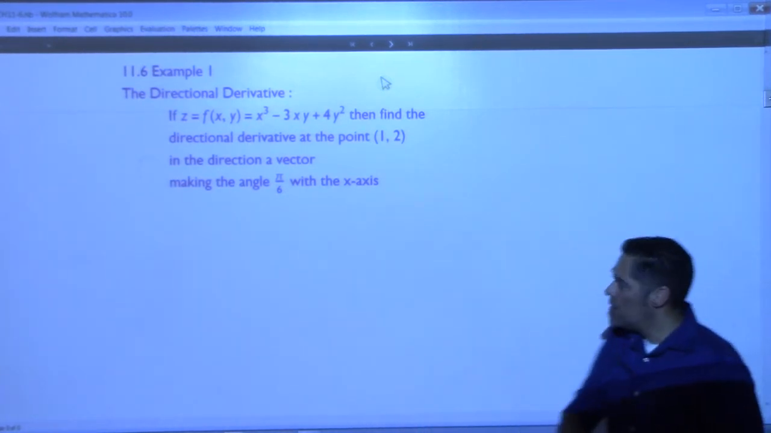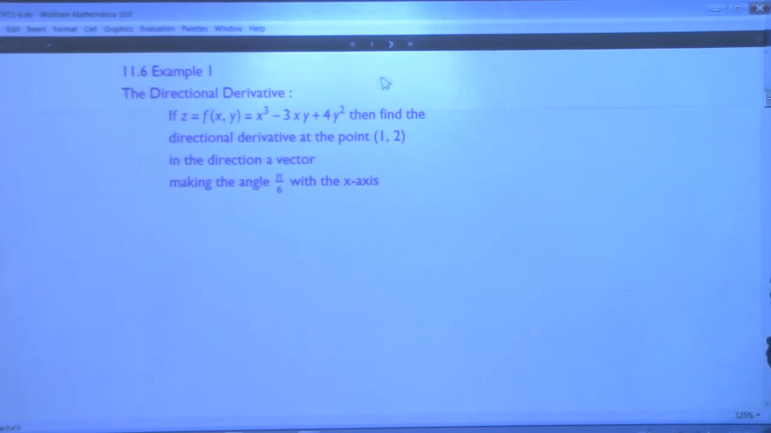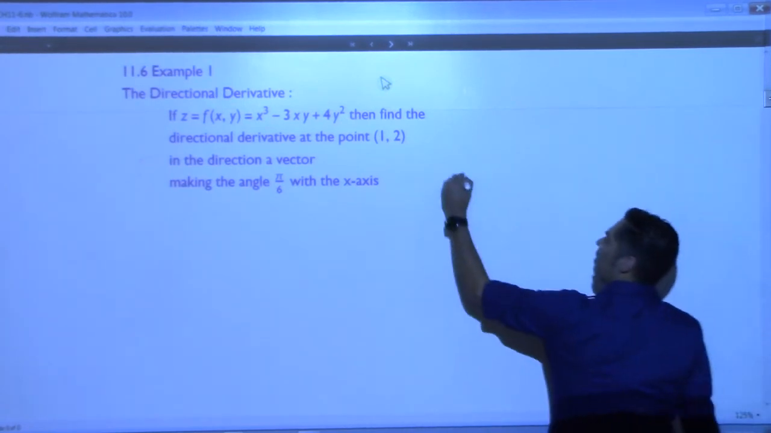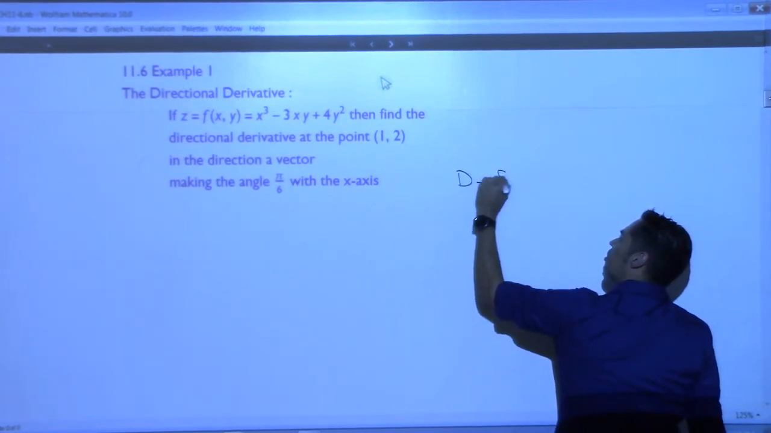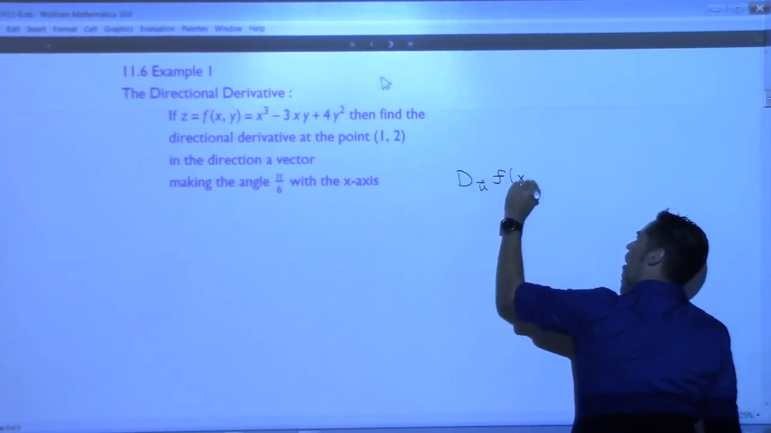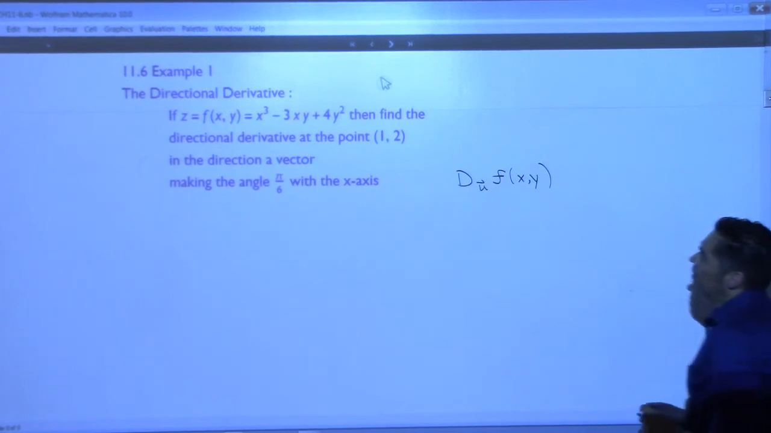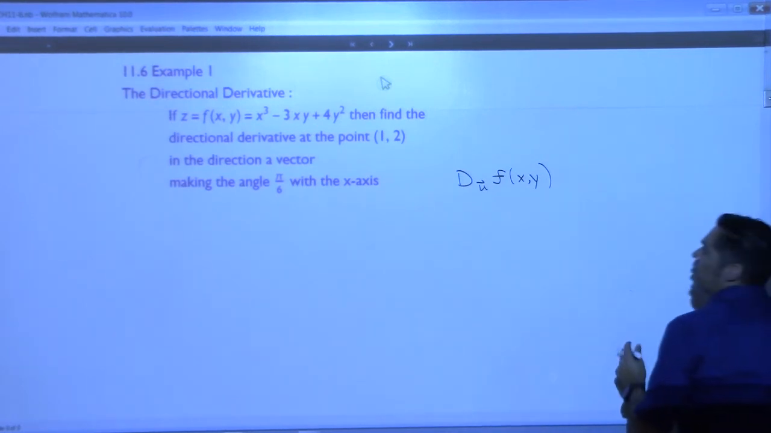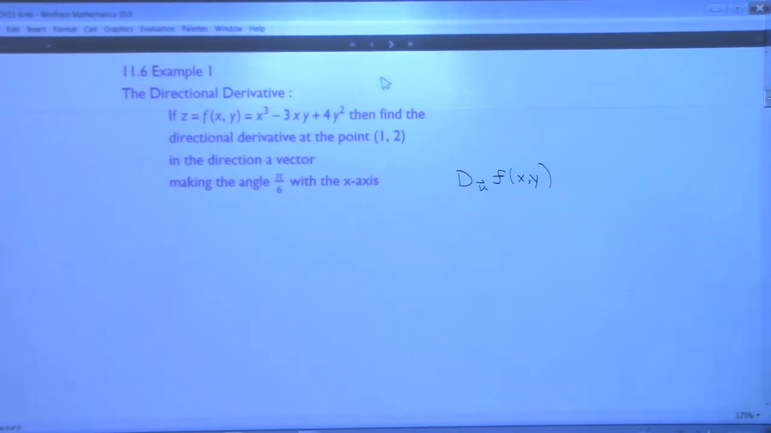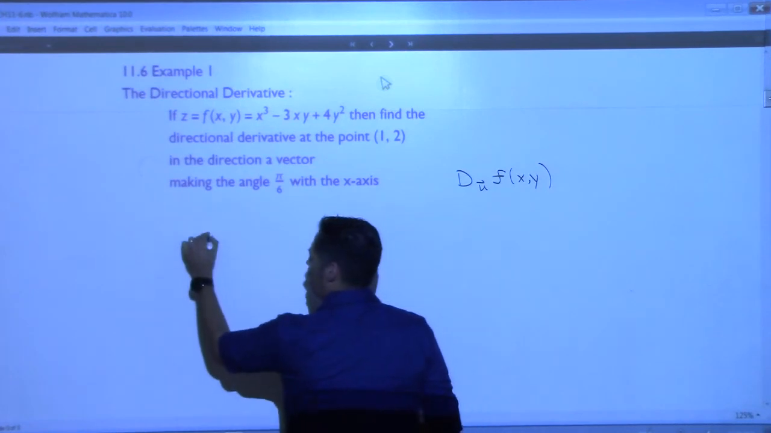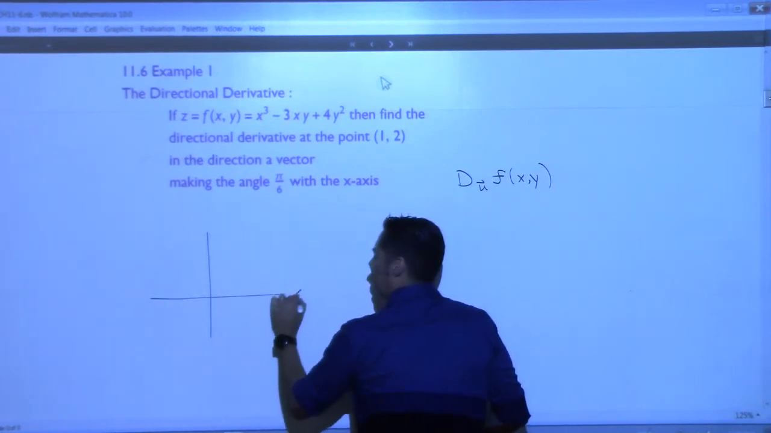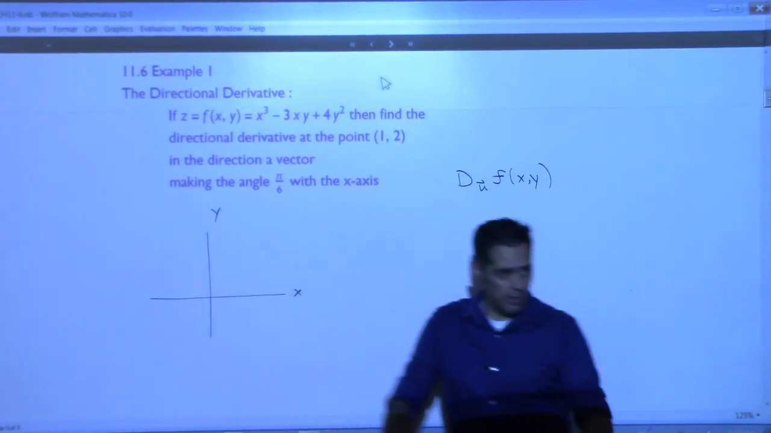Understand? So here's what we need. We need the directional derivative in the direction of the vector u of the function f of x, y. That's what we need. Now, do we know what the vector is? We don't know it. It wasn't given to us, was it? So I can start by looking at my domain, which is the ground.